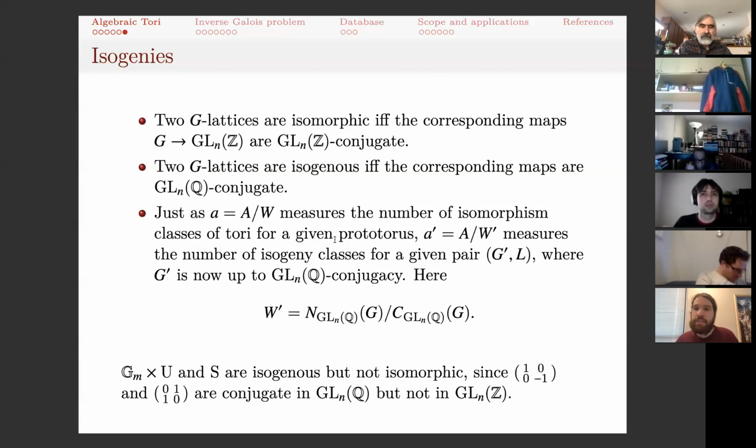As an example of isogeny, in our real case, we have G_m cross U, that's a 2-dimensional torus, and S, those are isogenous but not isomorphic. G_m is a 1-dimensional torus where complex conjugation acts trivially. U is a 1-dimensional torus where complex conjugation acts by -1. And so the product torus corresponds to a diagonal matrix where complex conjugation acts by 1, 0, 0, -1. And then for S, complex conjugation acts by 0, 1, 1, 0. These are conjugate inside GL_2(Q), but not inside GL_2(Z).